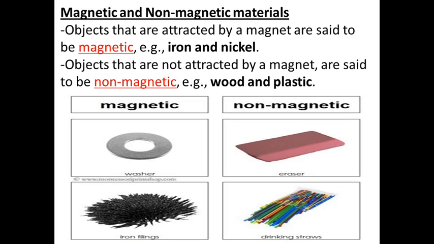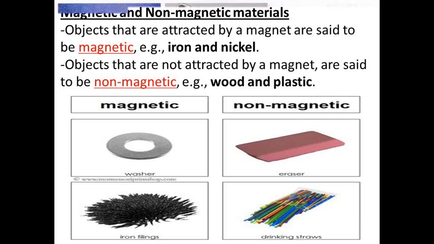Among non-magnetic materials, there are also metals, like aluminium, zinc and copper. The things or materials made up of wood, plastic, aluminium, zinc and copper are examples of non-magnetic materials. Understood the difference between magnetic and non-magnetic? These are simple, easy points.